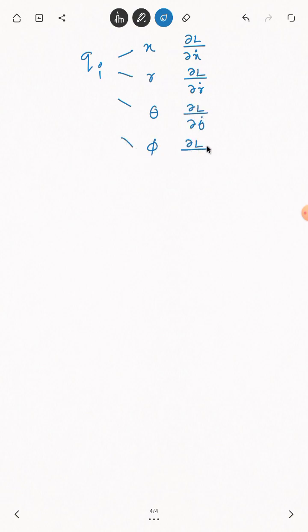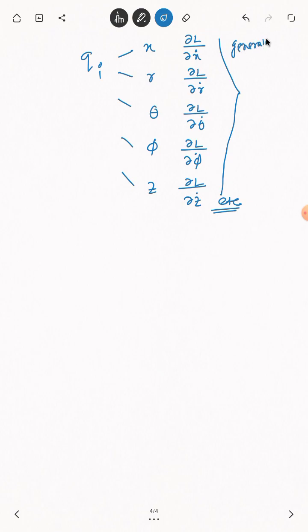Now it may so happen that this qi may be x, then what will be the generalized momentum? Del L by del x dot. If this qi is r, then that will be del L by del r dot. If this is theta, then that will be del L by del theta dot. If this is phi, then that will be del L by del phi dot. If someone calls it z, then that will be del L by del z dot, etc. So all these are generalized momentum, remember this.